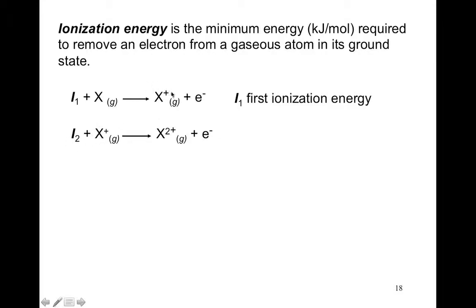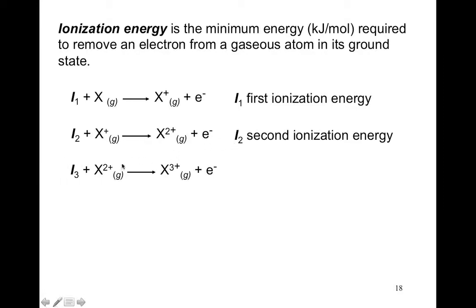We're going to take that product, that cation, and try to pull another electron away to make it a 2 plus. Some elements are okay with this, and some elements are really not okay with this. If we get that other electron away, that's a second ionization energy. That's going to be pretty tough to do. Try for a third.